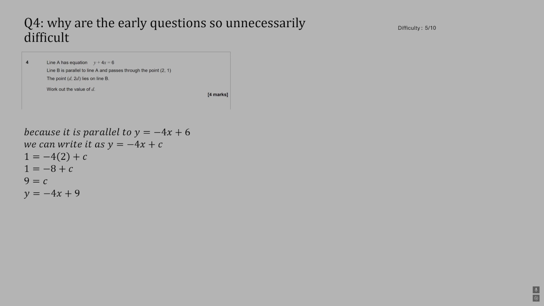So this is the equation of the line we're talking about with this point on it here. Now we can just substitute the d's into the equation and get this, and now we can just solve for d.